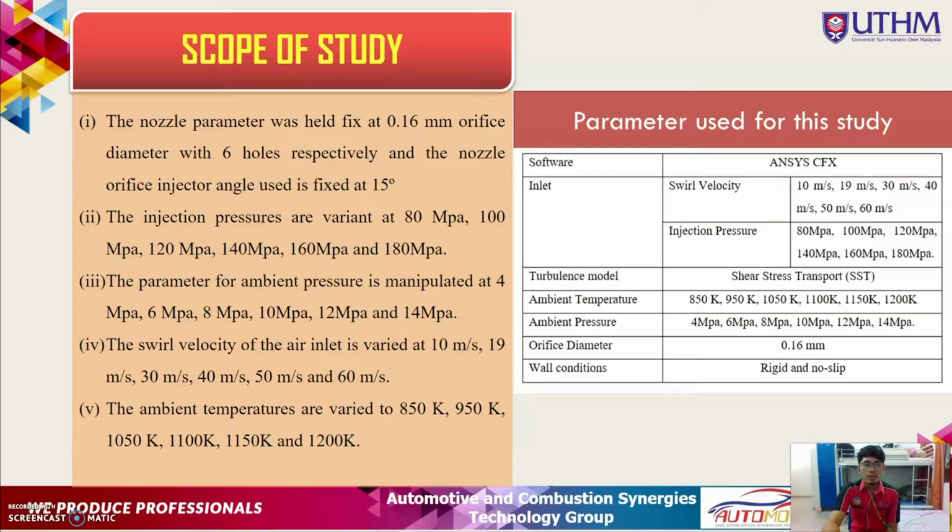The injection pressure is at 80 MPa, 100 MPa, 120 MPa, 140, 160 and 180 MPa. The parameter for ambient pressure is manipulated at 4, 6, 8, 10, 12 and 14 MPa. The swirl velocity is varied at 10 m/s, 19, 30, 40, 50 and 60 m/s. And the last one, ambient temperature, is at 850, 950, 1050, 1100, 1150 and 1200 Kelvin. We can see the parameters on the right side.